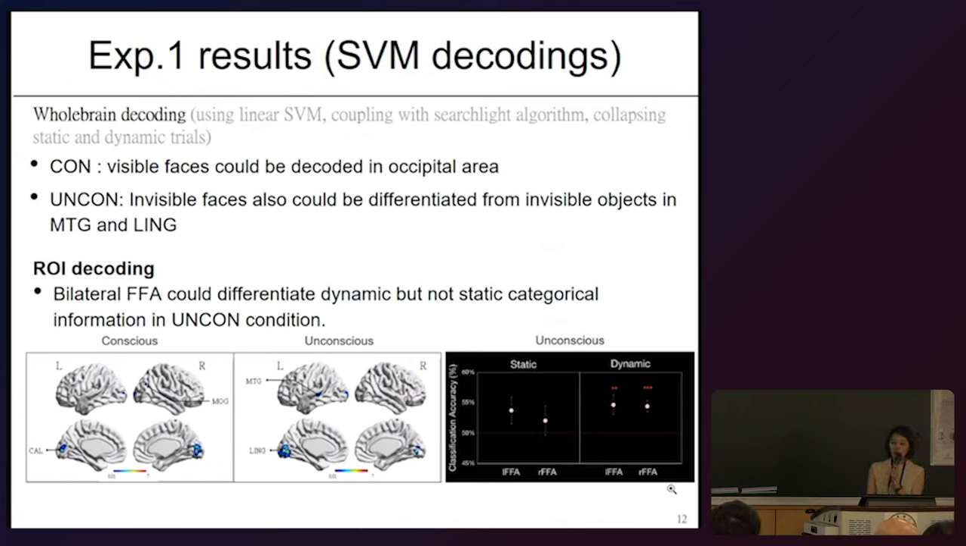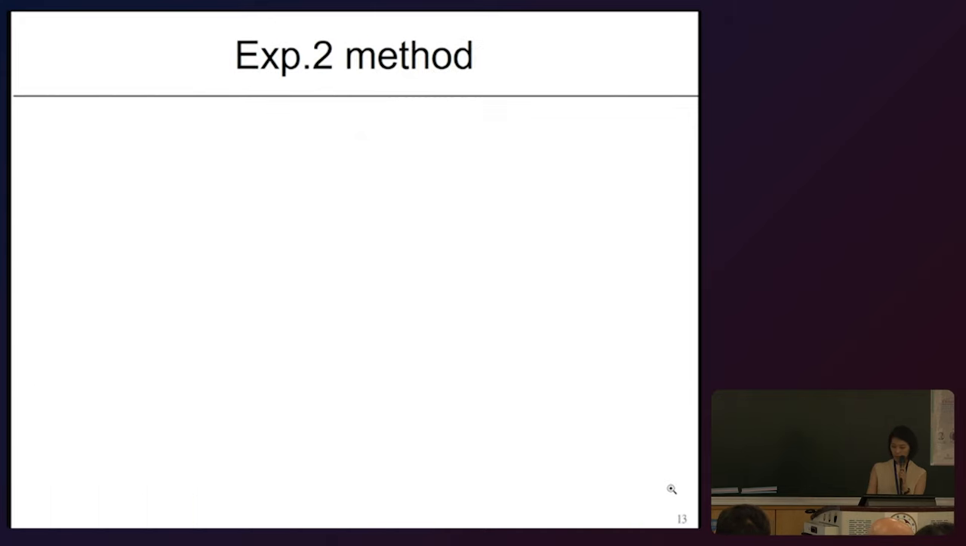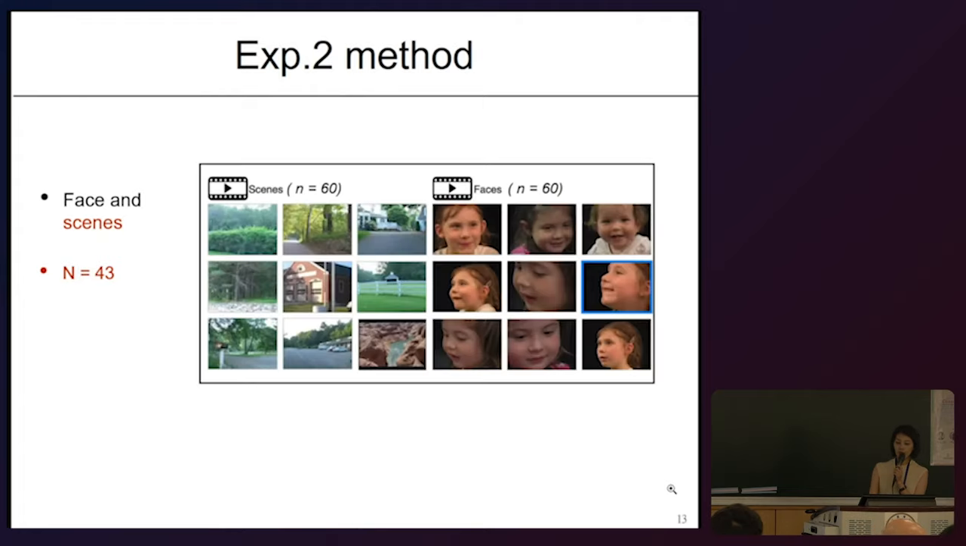However, as we can see here, our results are not particularly robust, and we assume that maybe it's because of the similarity between our faces and objects as well as the small sample size. That's why in experiment 2, we replaced our objects with scenes and recruited more participants. Apart from these two major changes, all the other settings and analytical pipelines were almost identical to experiment 1.